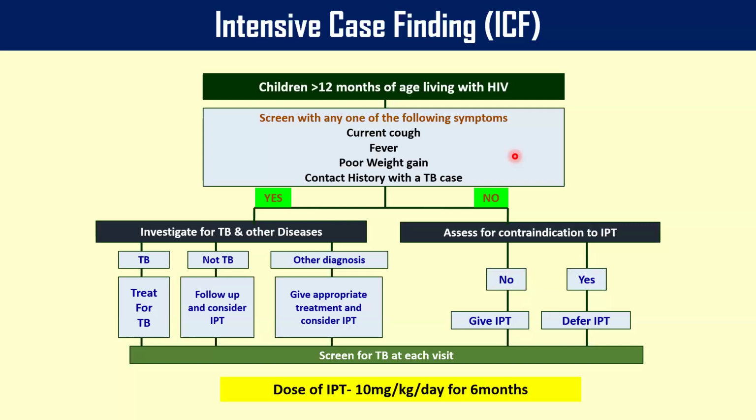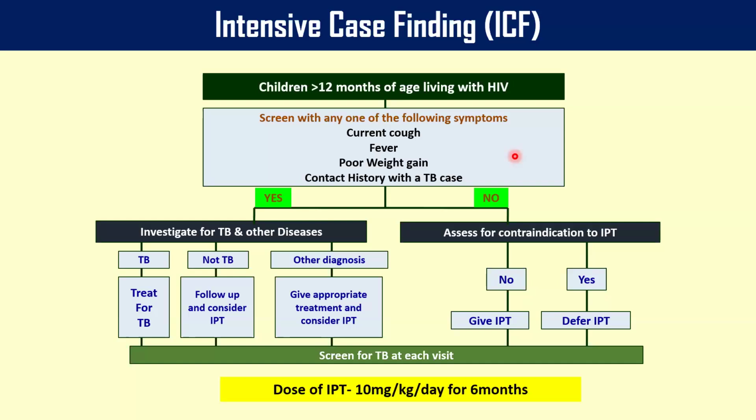If there is TB, treat TB. If there is no TB, consider IPT if there are no other contraindications. Other diagnosis, again consider IPT after the appropriate treatment. If the screen is negative, then look for any contraindication for IPT. If there are no IPT contraindications, give IPT.